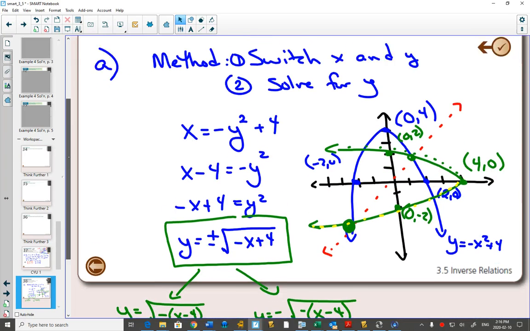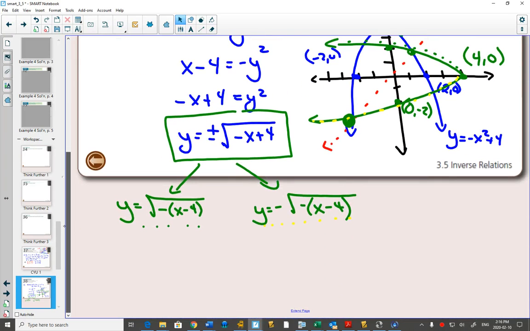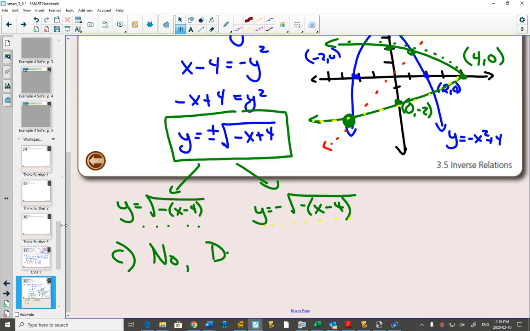Is the inverse a function? Part C? No. It doesn't pass the vertical line test.